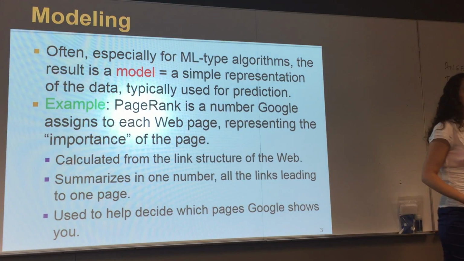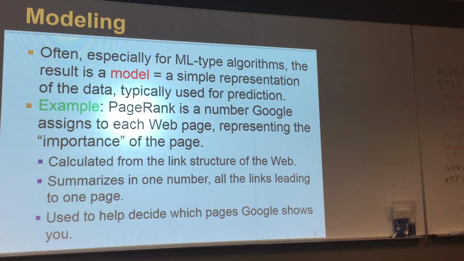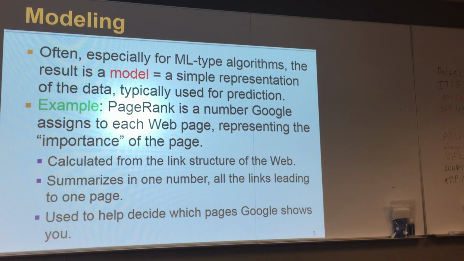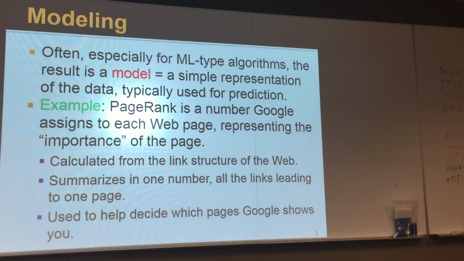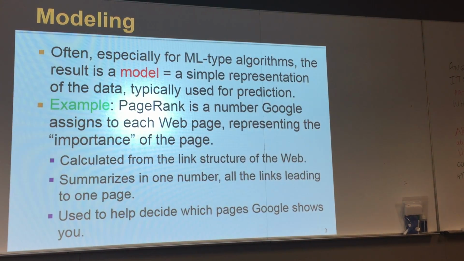We could try to build some model to predict what will happen in the future, but the fact that we have a graph of all the pages is a model of the data itself, and we can use that to calculate this PageRank.